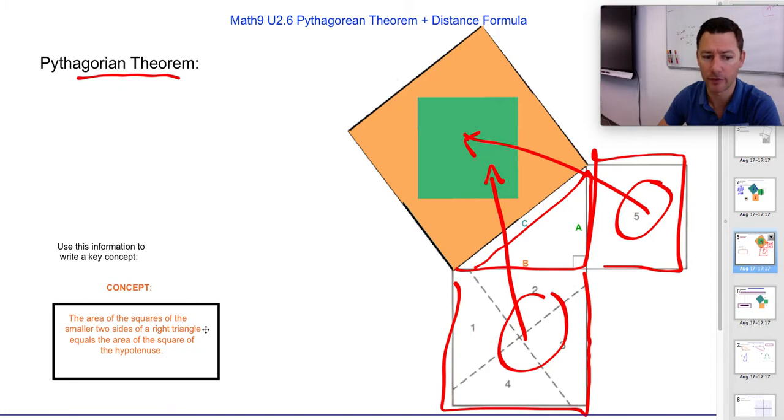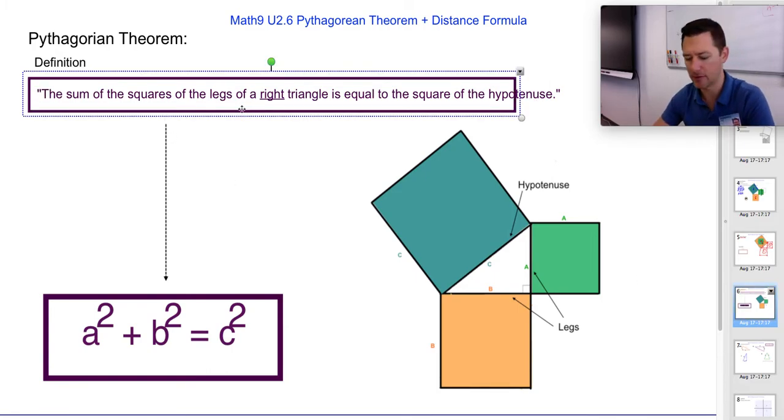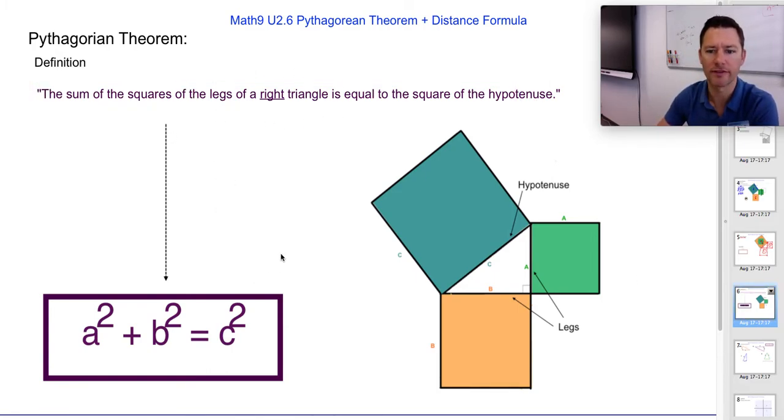The area of the squares of the smaller two sides of the right triangle equals the area of the square of the next one. Now that doesn't sound very useful for this, but we'll get there, right? So I'd like you, if you haven't, to make sure you have this down in your notes, that the sum of the squares of the legs of a right triangle is equal to the square of the hypotenuse. The hypotenuse is the longest piece. The other ones are just the sides, the legs.